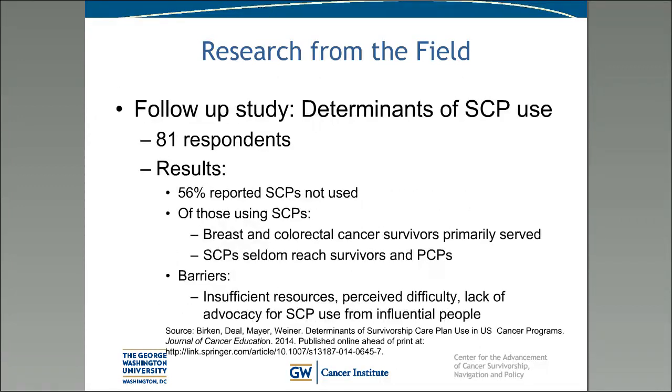So a follow-up study by these same authors was looking at the determinants of survivorship care plan use. There were 81 respondents to this study, and again, this recently came out. The survey was conducted between January and May of 2013. And of those surveyed, 56% reported that survivorship care plans were not being used. Of those using the survivorship care plans, primarily they were serving breast or colorectal cancer survivors only within their programs, and only a low percentage of care plans were reaching both the survivors and the primary care providers. And again, the barriers were insufficient resources, perceived difficulty in using survivorship care plans, and lack of advocacy for survivorship care plan use from influential people. And academic programs and NCI community cancer centers were more likely to be consistently using the survivorship care plans.